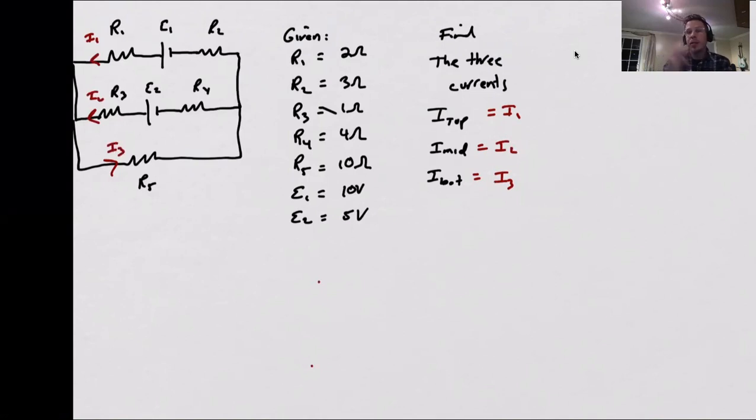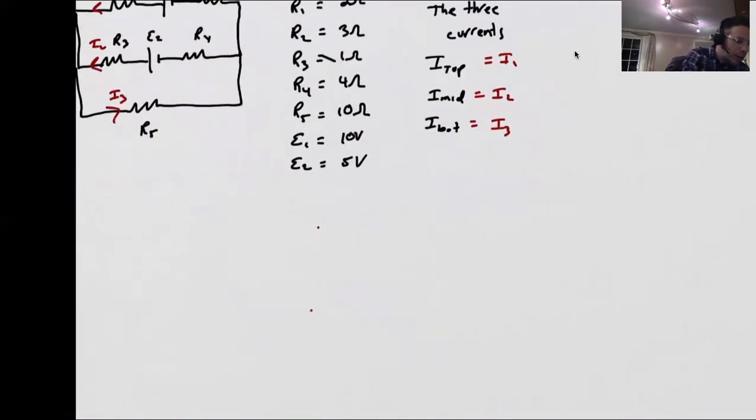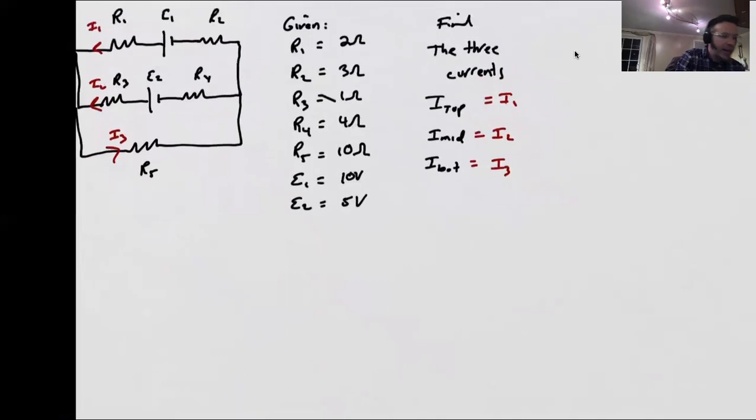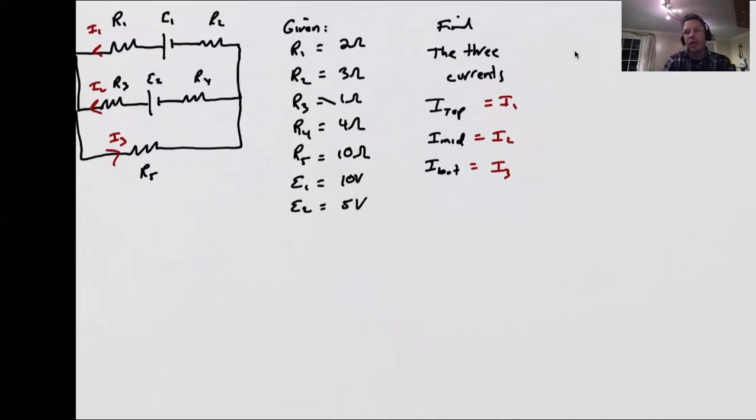How many loops do I see? 3. Top loop, bottom loop, overall outside loop. But we also know that we get one other given for free, and that's the fact that at any junction, what flows in has to be equal to what flows out. So what does my junction rule tell me here? It says that I1 plus I2 is equal to I3 as I have drawn it. We're going to keep that in the back of our brains in case we can use it later down the road in this problem.